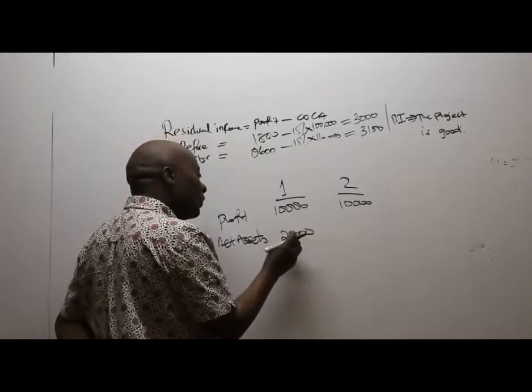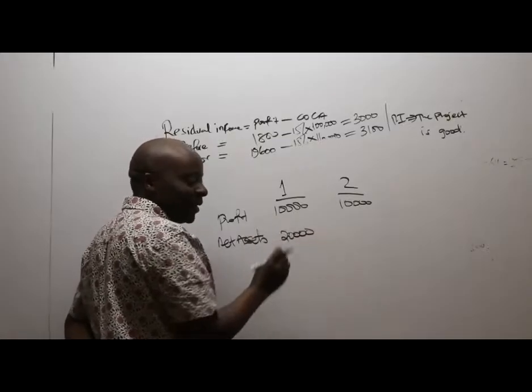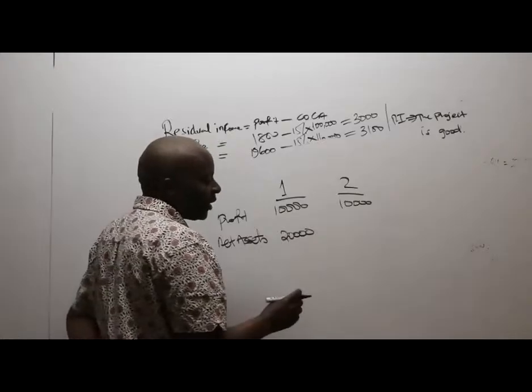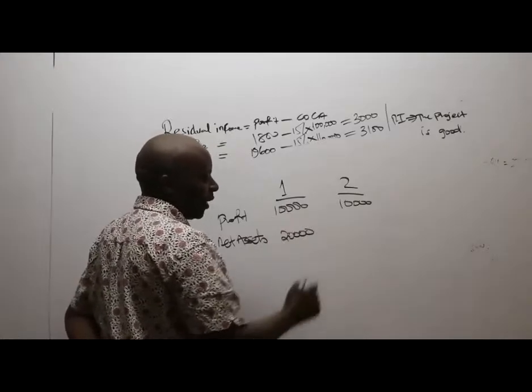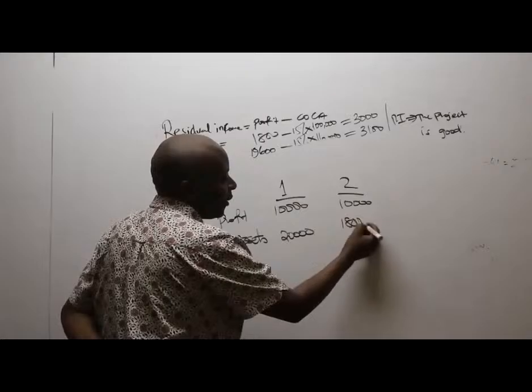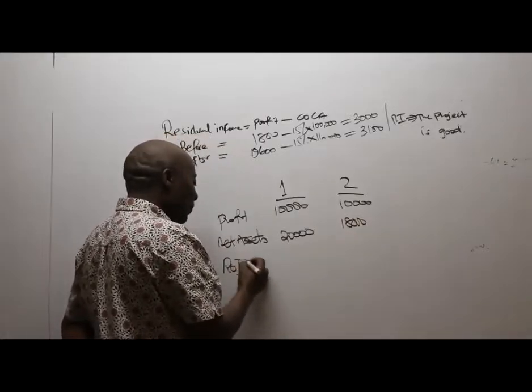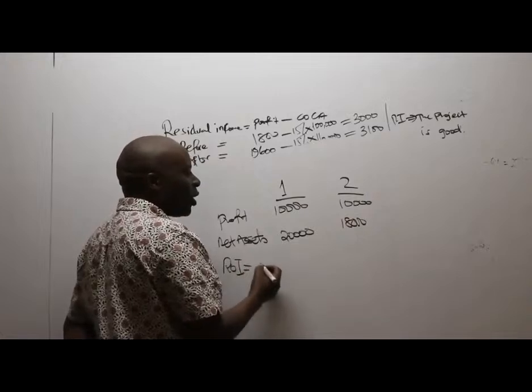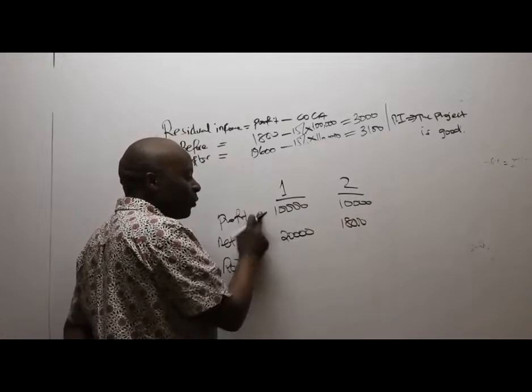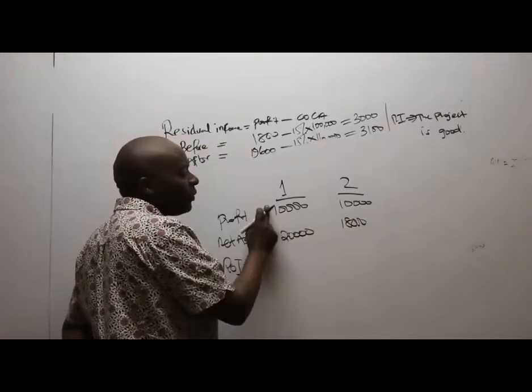Year 2, we still have the same motor vehicle, but now it has depreciated by a whole 2,000, giving me 18,000 here. So if somebody tells you to calculate ROI, ROI, of course, is profit over net assets, profit over capital employed. Could you kindly give me ROI for year number 1?